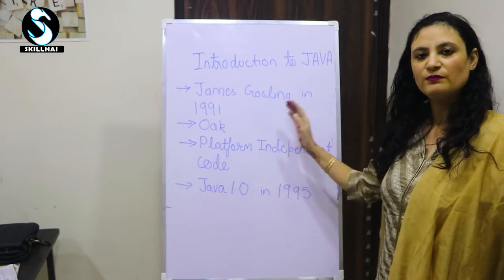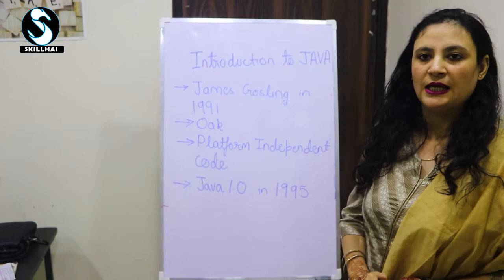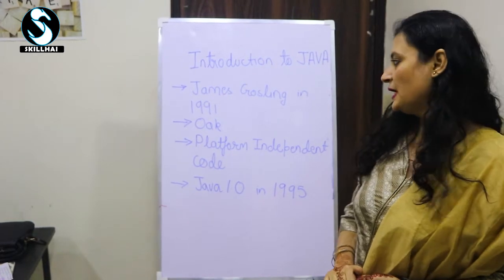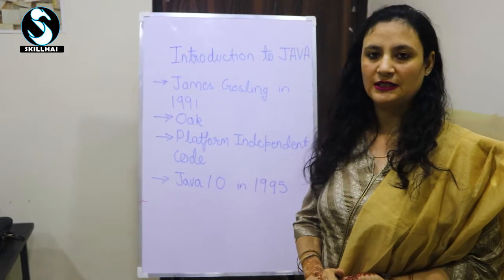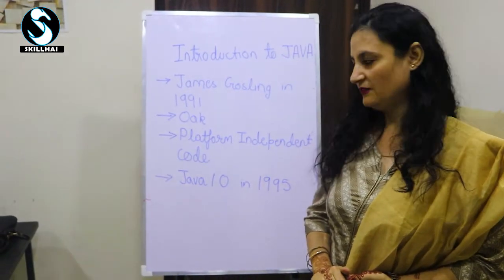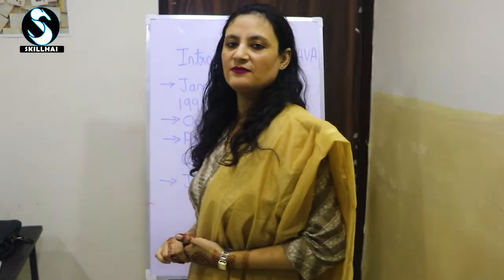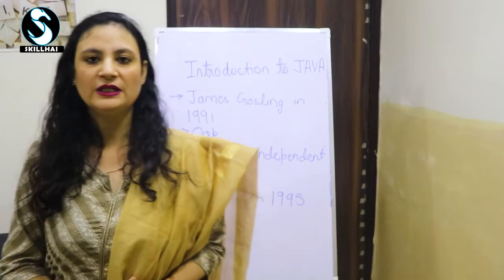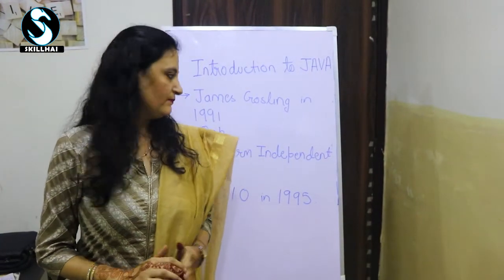Java was developed by James Gosling in the year 1991 at Sun Microsystems, and it was first started with the name of Oak. It was a project, and later on it gained its name as Java. Now let's discuss why Java was important and why there is a need for a language like Java.